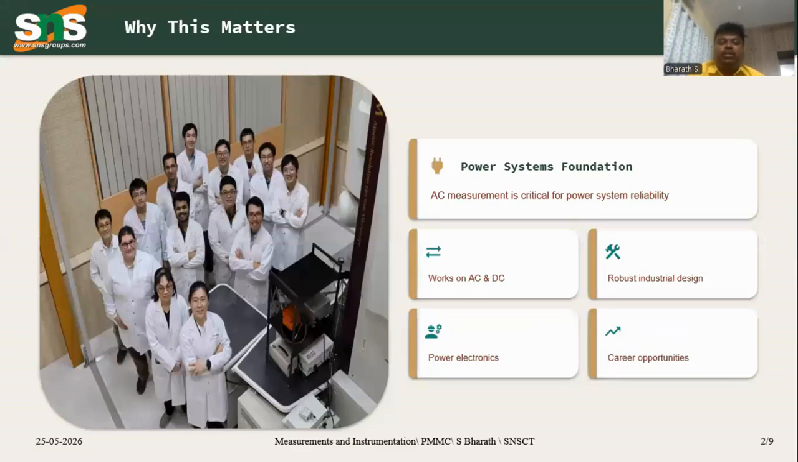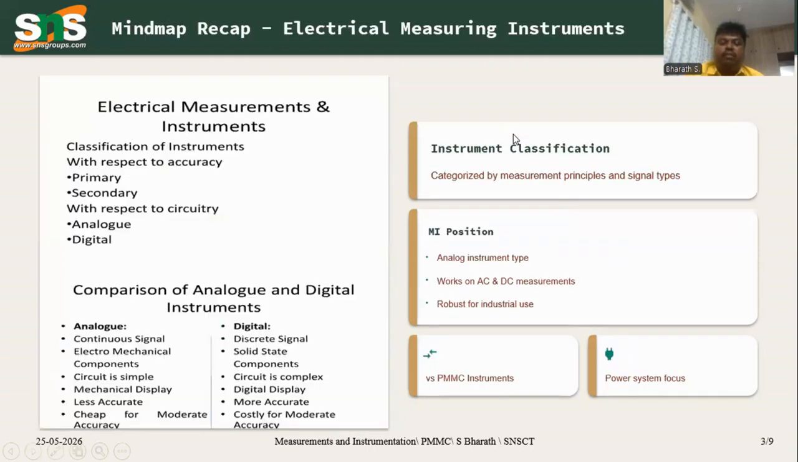What are moving iron instruments? What is the need for moving iron instruments? As we saw in the previous video, the moving coil instrument is mainly used for analog measurement, and it is used for DC measurement. So we have some disadvantages in the case of the PMMC instrument that could be overcome in the PMI instrument. It works for both AC and DC, and it is simple in construction. It is also an analog type of measurement used for the basics of all the things.